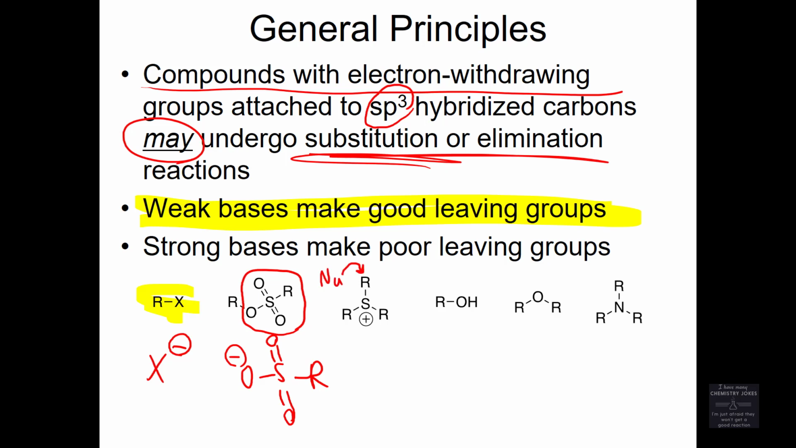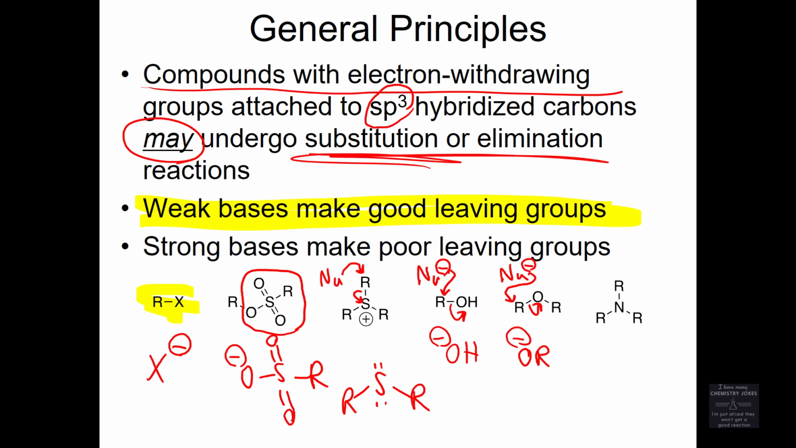If a nucleophile attacks here, we could let go of a sulfur with an R2, like that. If a nucleophile attacks here, we can kick out that and get an OH minus. I'm drawing these as if it's SN2 every time, but we're just talking about potential leaving groups. If a nucleophile attacks here, we get that. So this yellow highlighted bit up here says weak bases make good leaving groups.